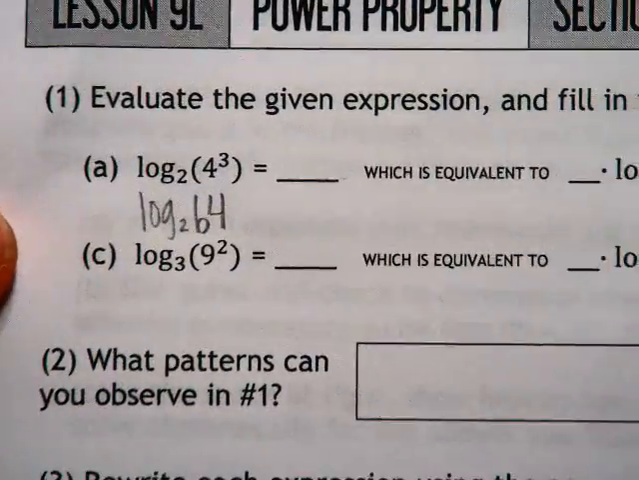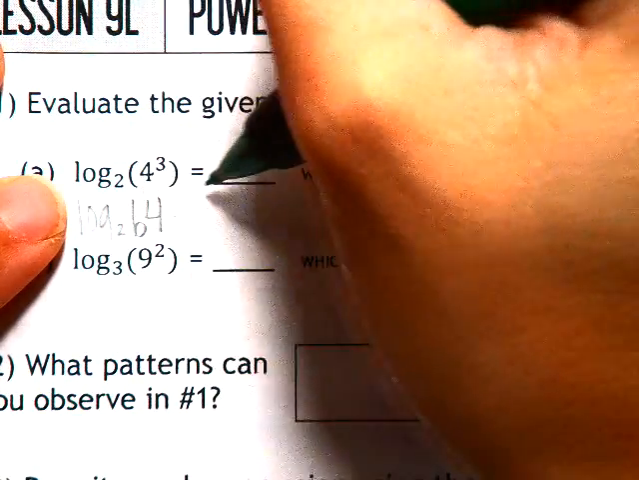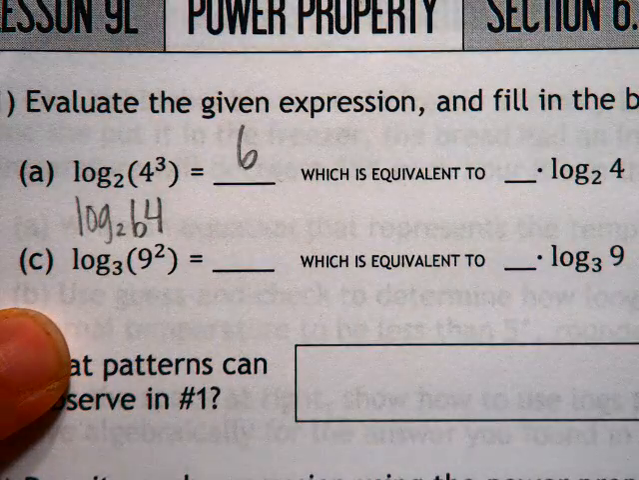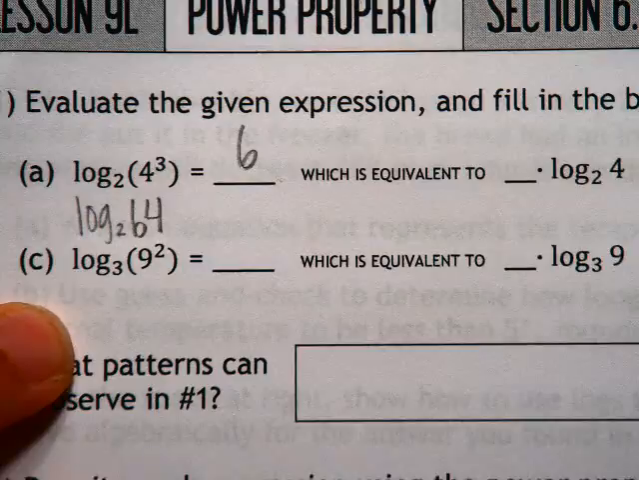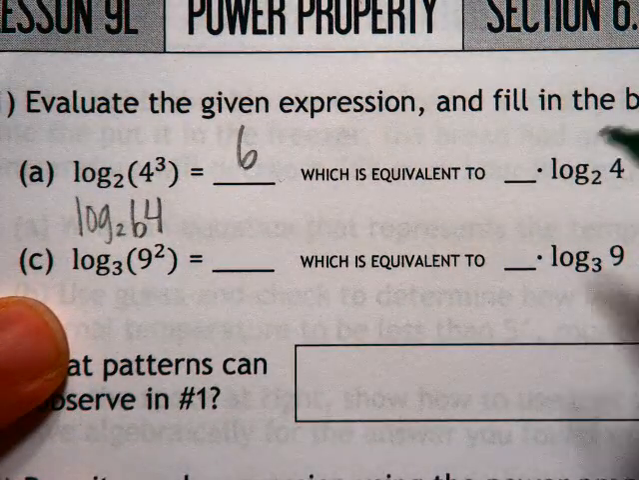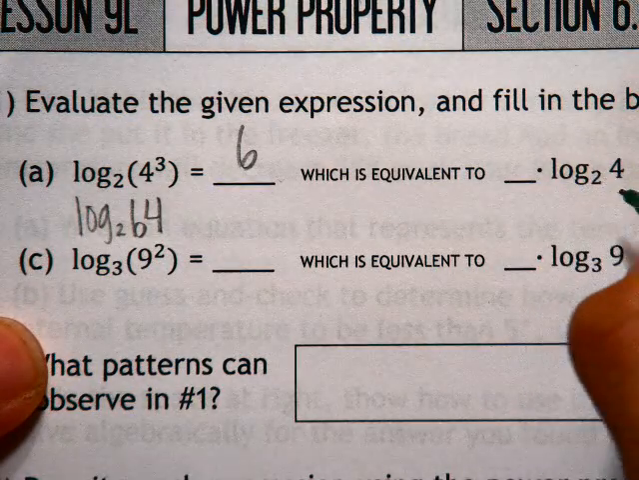There we go. The best way to deal with that is to say to ourselves, okay, 2 to some power has to give me 64 as an answer. Well, we know that it's going to be 2 to the power of 6. So 6 is the number I was looking for because 2 to the power of 6 is 64. Now it says, which is equivalent to something times log base 2 of 4.